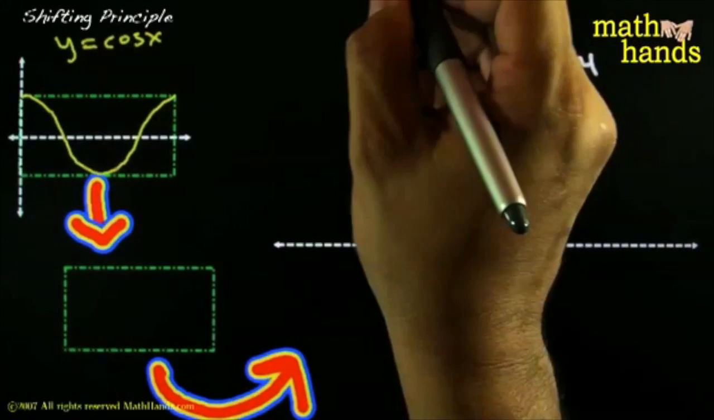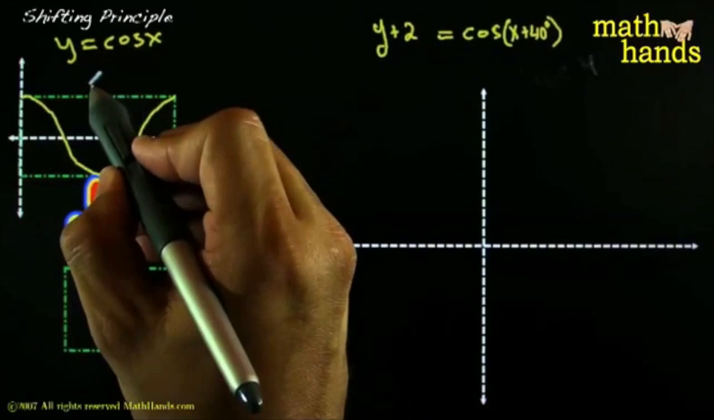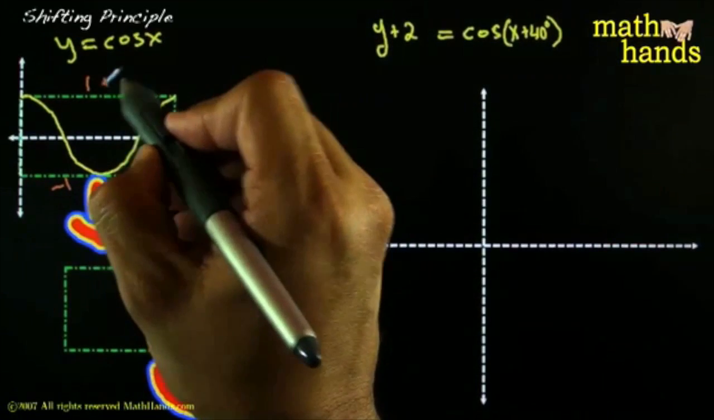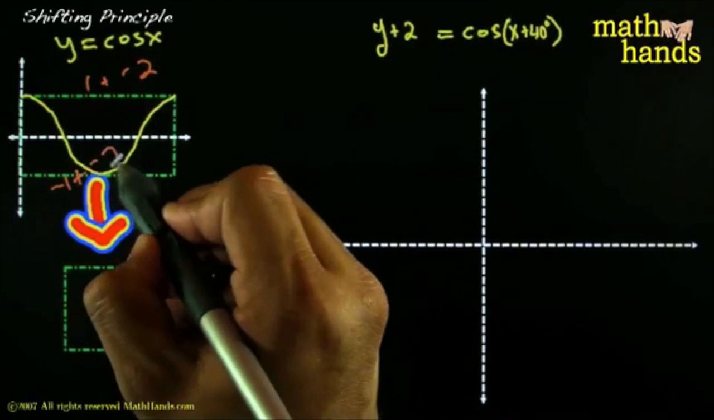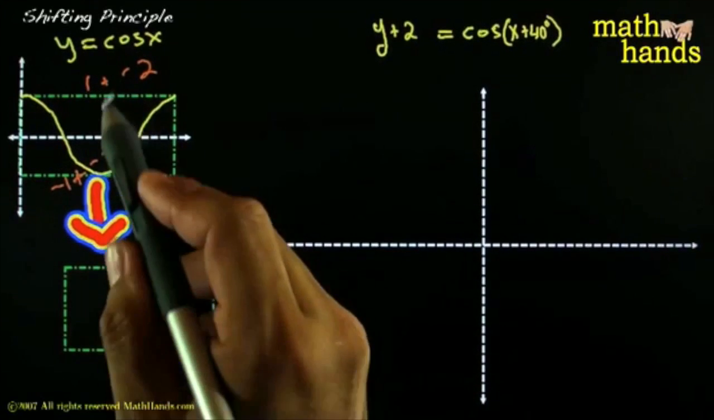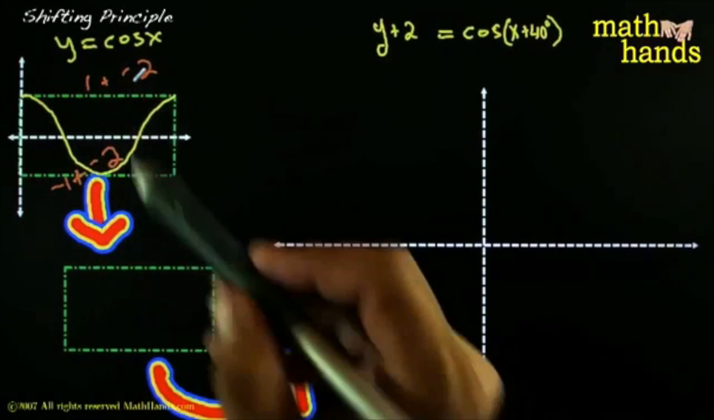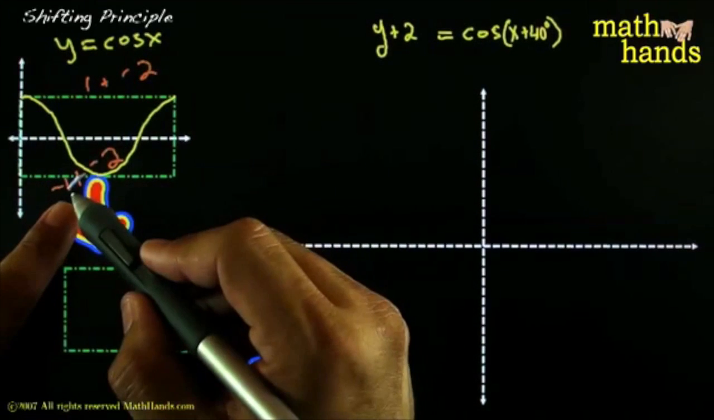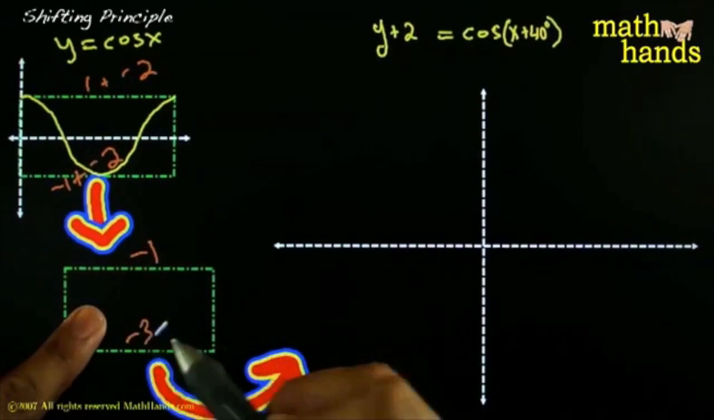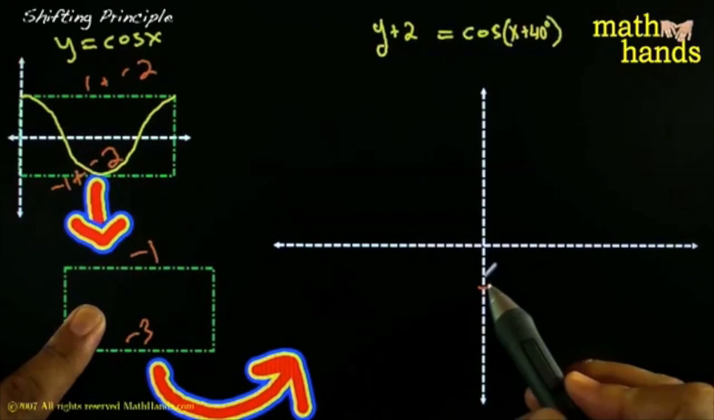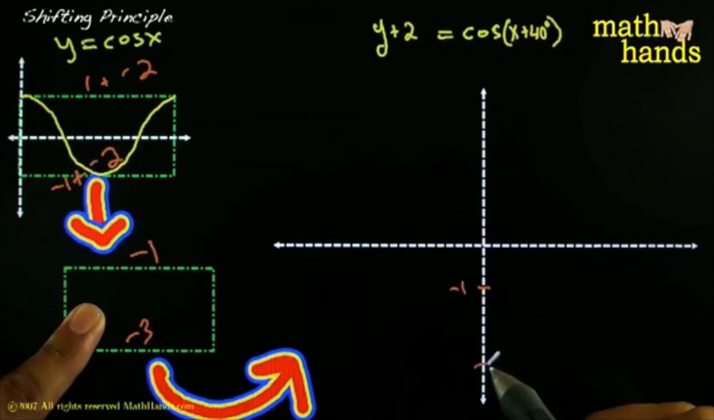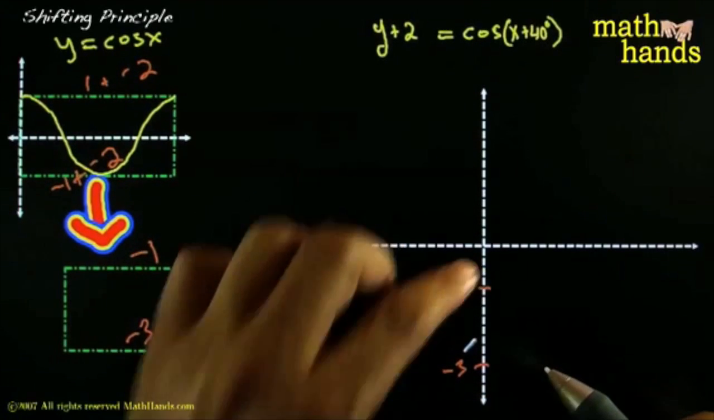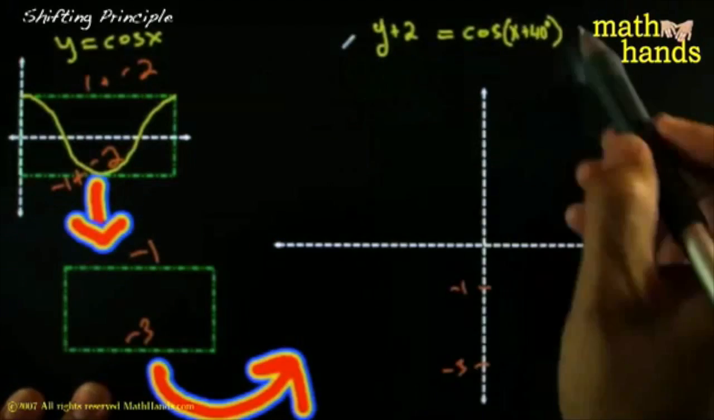Let's look at the values here carefully. This used to be 1 and negative 1. What do we have to do to every y value? We have to add negative 2. So where would I put the new y values? Think about it. 1 plus negative 2 would be negative 1. Negative 1 plus negative 2 would be negative 3. That's shifted negative 1, negative 3. That's shifted 2 spots down. Right?